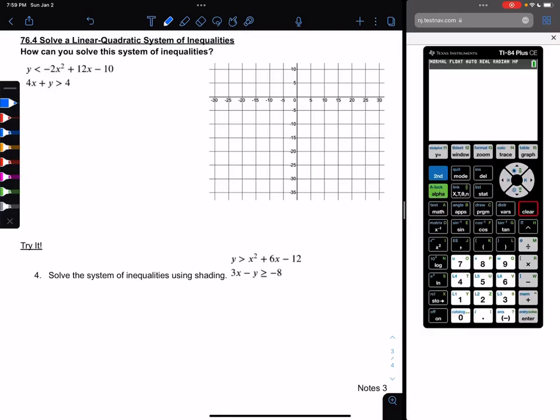In this video, we're going to look at topic 76, example 4, solve a linear quadratic system of inequalities. So how can you solve this system of inequalities? They give us the system y is less than negative 2x squared plus 12x minus 10, and 4x plus y is greater than 4.